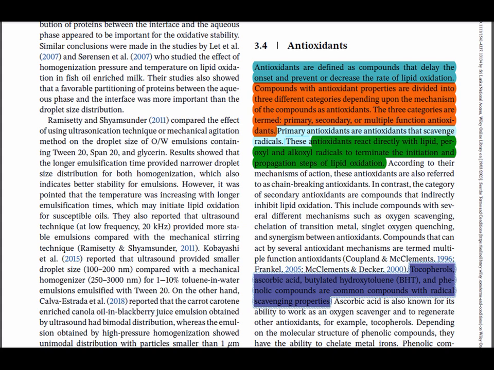Primary antioxidants are antioxidants that scavenge radicals. These antioxidants react directly with lipid, peroxyl and alkoxyl radicals to terminate the initiation and propagation steps of lipid oxidation. Tocopherols, ascorbic acid, BHT, and phenolic compounds are common compounds with radical scavenging properties.